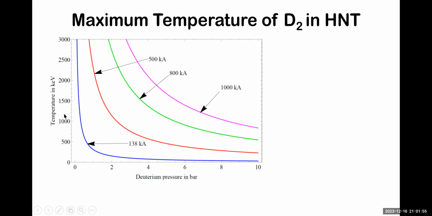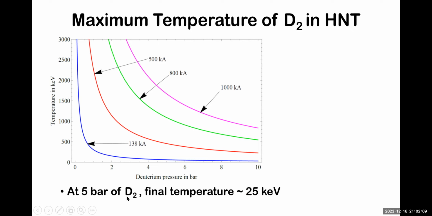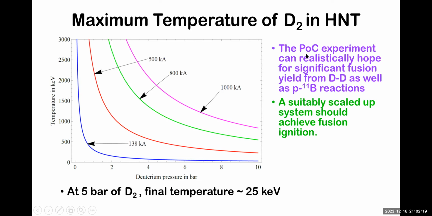It is 500 keV, 1000 keV, goes all the way up to 3000 keV. The horizontal axis is deuterium pressure in bar, 2, 4, 6, 8, and 10 bar. So at 5 bar of deuterium, somewhere in the middle of the axis, the final temperature is expected to be about 25 keV. So the proof of concept experiment can realistically hope for significant fusion yield from DD as well as P11B reactions.